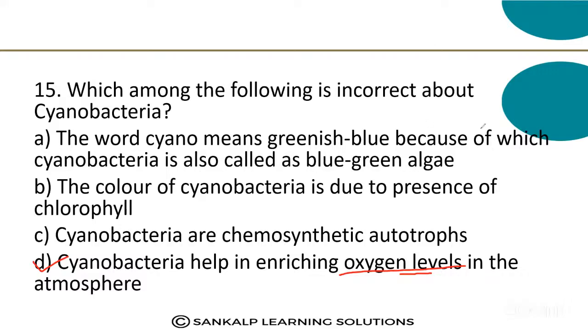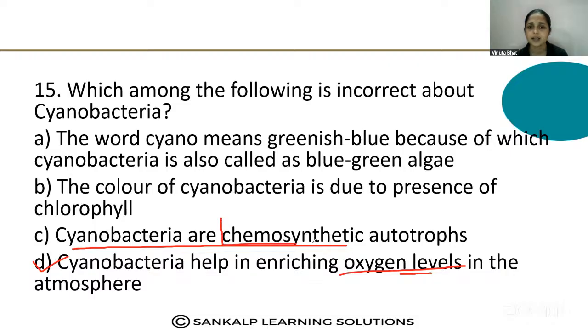Cyanobacteria are chemosynthetic autotrophs. That is the wrong one. So they are photosynthetic autotrophs because they have the chlorophyll. Cyanobacteria have the chlorophyll. So they are called photosynthetic autotrophs. So option C is the incorrect one.